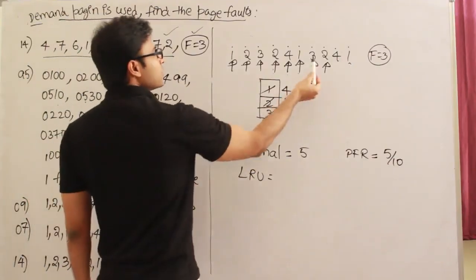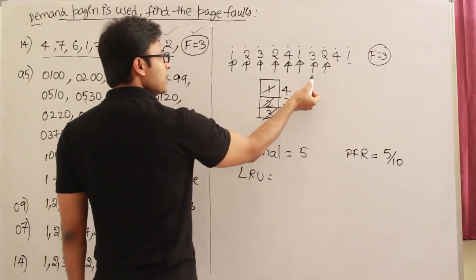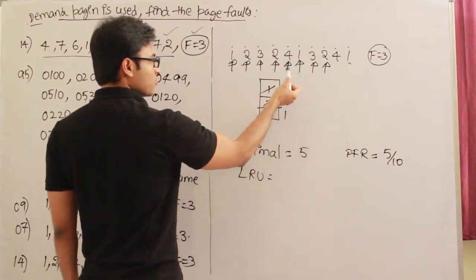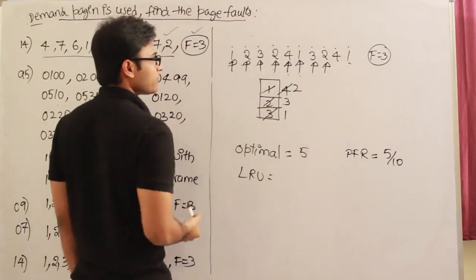Now when you look at 2, watch it. 2 is not there. Which one are you going to replace? 3 is recently used, 1 is recently used, 4 is not recently used among the available pages. Therefore you are going to replace it with 2.